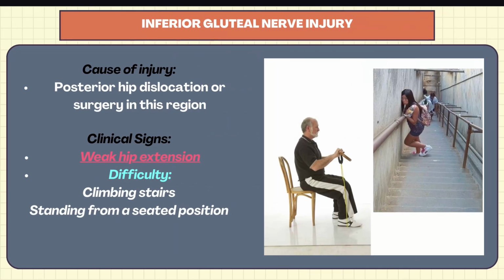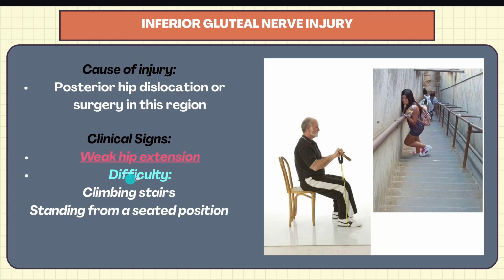Now, why is this important? The causes of injury to the inferior gluteal nerve are going to be posterior hip dislocation or surgery in this region. So again, posterior hip dislocation can cause either inferior gluteal nerve injury or superior gluteal nerve injury.